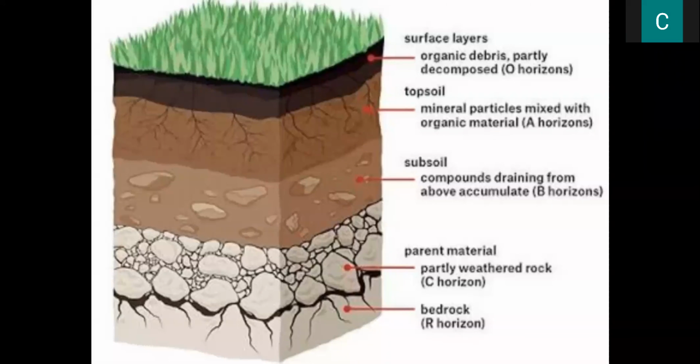Then third is your subsoil, that is B horizon. Then C horizon is your weathered or decomposed rock, and last is your R horizon, that is your bedrock. So this clear cut, you can see the diagram, and it is very, very, you can say, elaborated.